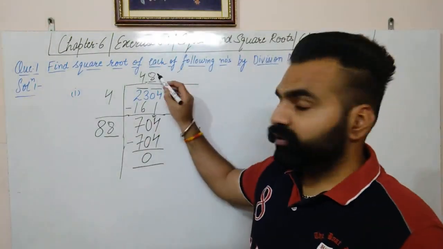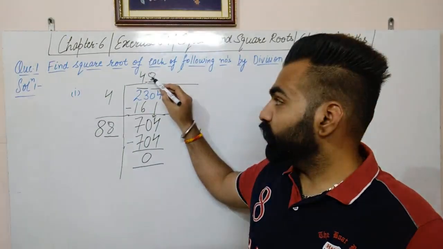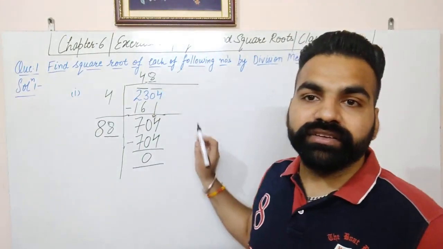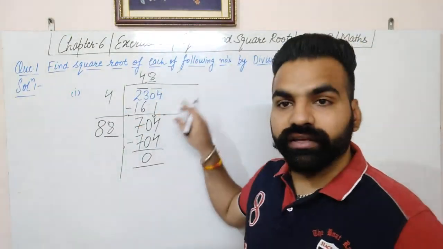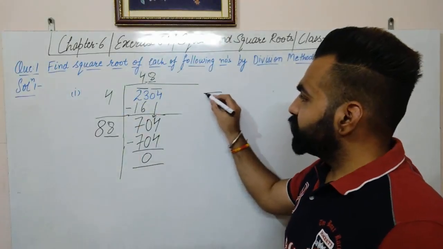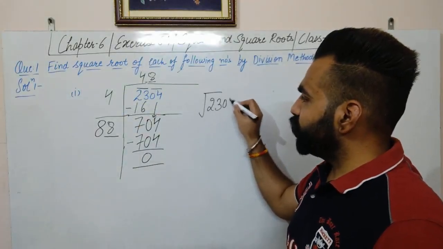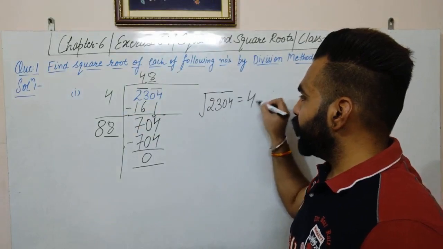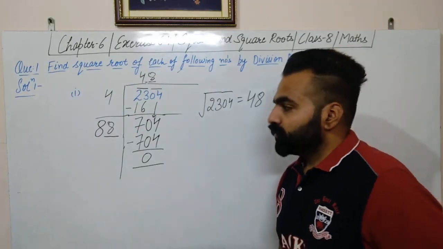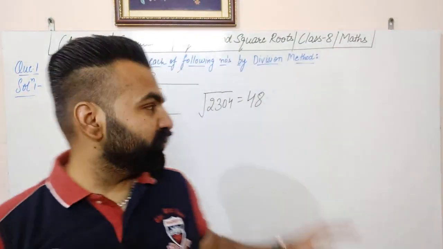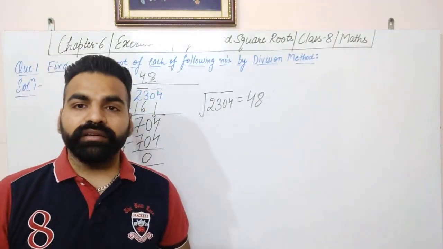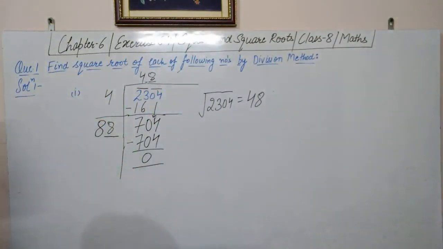And the quotient, what is the quotient here? The quotient here is 48. This will be the square root of the given number. So we will write square root of 2304 is 48. So I hope the method is clear. We will do some more problems, then it will be more clear to all of you.